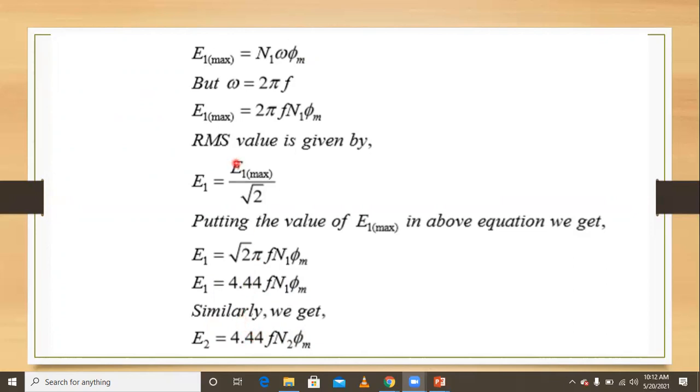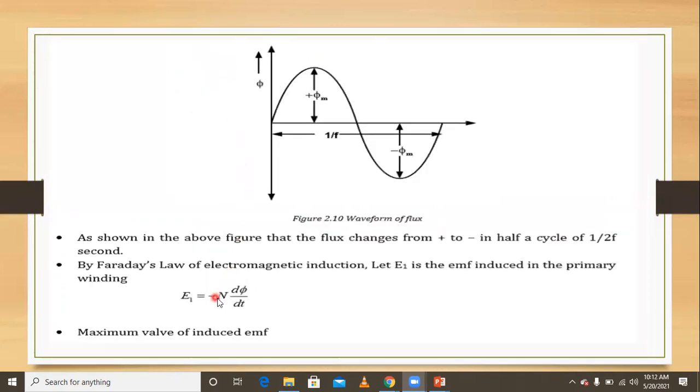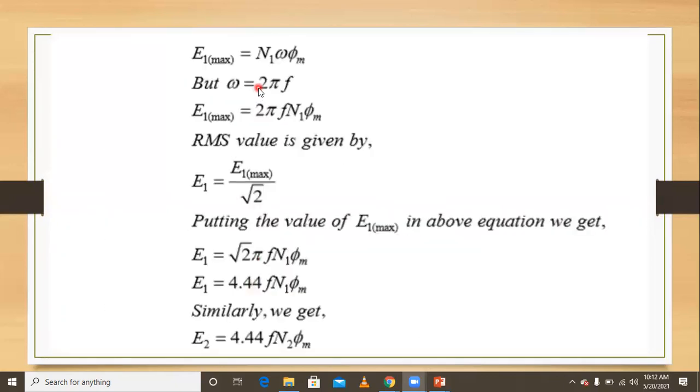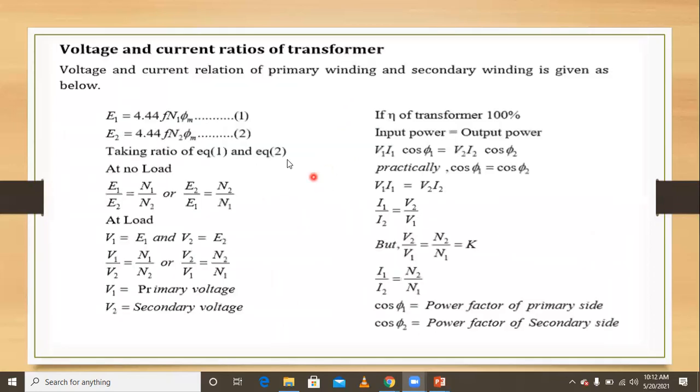Taking the maximum value of induced EMF, E is equal to minus N into d phi by dt. The maximum value of induced EMF is nothing but, with phi m, E1 maximum is N1 into omega into phi m. Understood? Then coming to the next topic, the voltage and current ratio of the transformer.